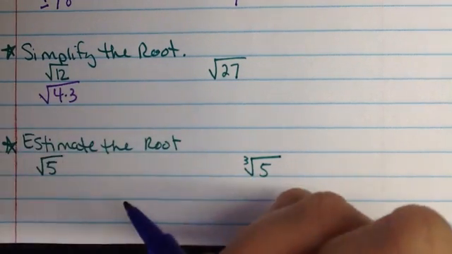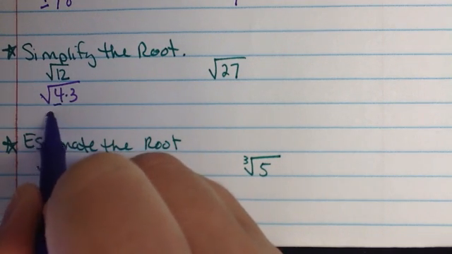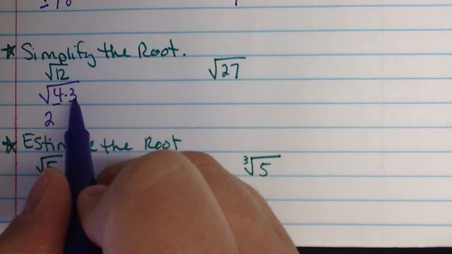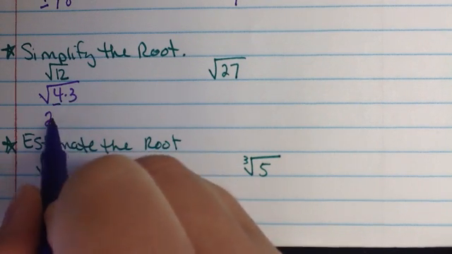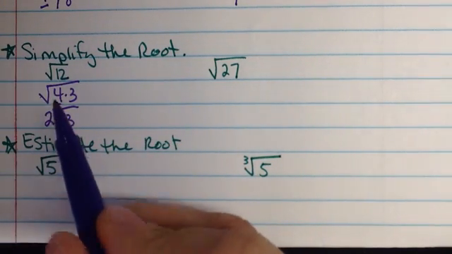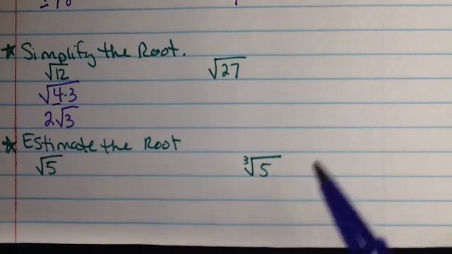4 times 3 is 12. We're going to take the square root of that 4. So the square root of 4 is 2. 2 times 2 gives us 4. There is not a whole number times itself that gives us 3. So this becomes a square root of 3. So the square root of 12 simplifies to 2 square roots of 3.